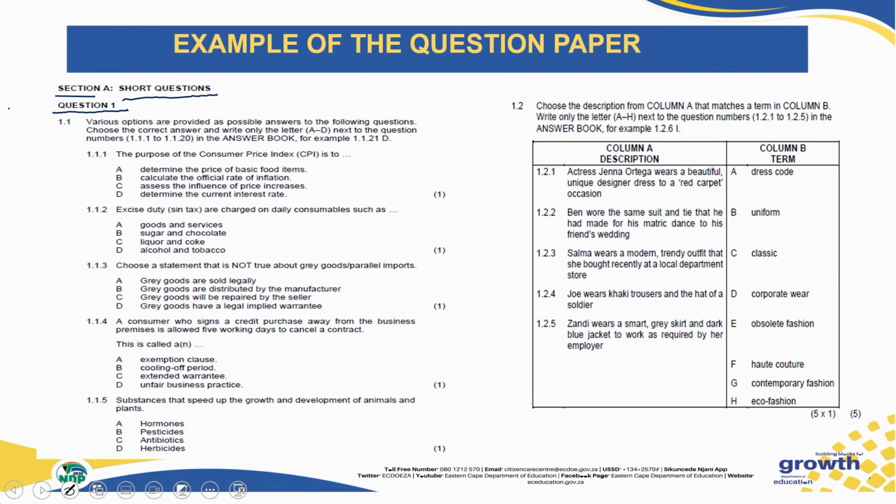So in 1.1, grade 12s, you will be provided with possible answers, and you have to choose the correct answer, and we have to write only the letter A to D, only one letter. For example, in 1.1.1, here is the statement there. The purpose of the consumer price index is to... You have been given 4 options there, A, B, C, D.